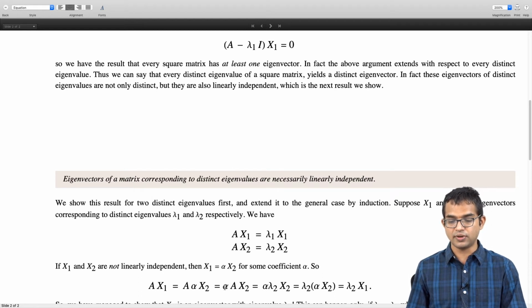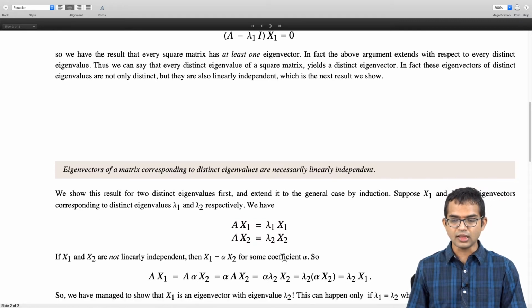That will give us alpha times A x2, and A x2 is lambda 2 x2. So you have alpha lambda 2 x2. Now if I exchange the order of these coefficients, I have lambda 2 times alpha x2, but alpha x2 is the same as x1. So I have managed to show that A x1 is equal to lambda 2 x1, right? But we know that A x1 is lambda 1 x1, right? So what we have managed to show is x1 is an eigenvector of A, but with eigenvalue lambda 2.